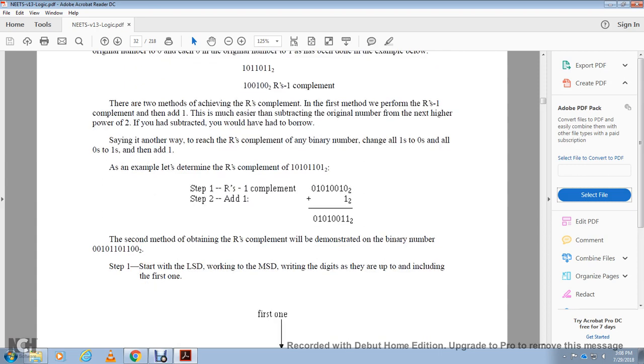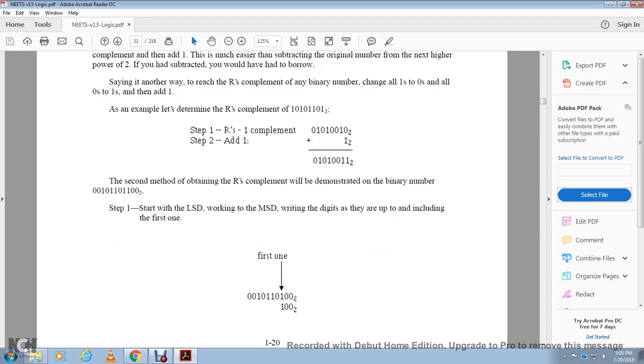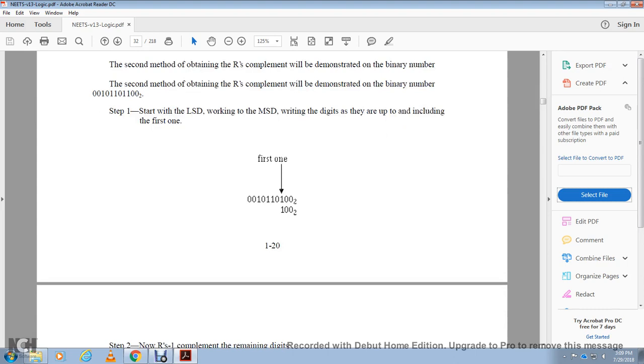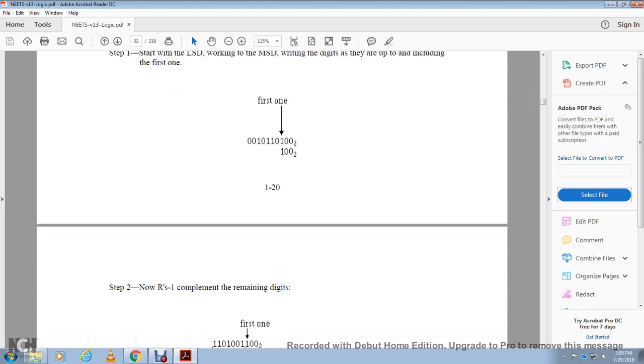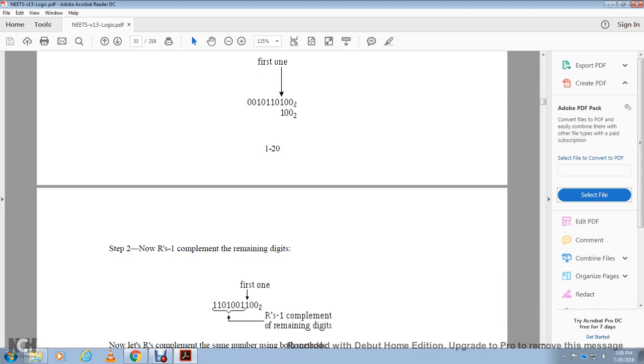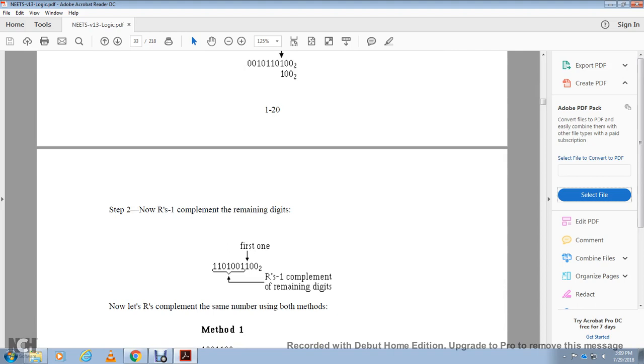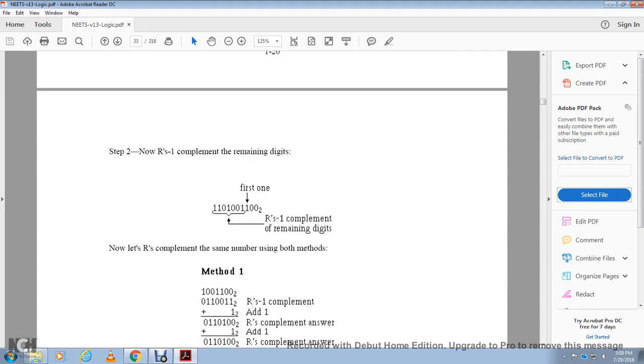The second method of obtaining the radix complement is demonstrated with the binary number 0 1 0 0 1 0 1 1 0 1 1 0 base 2. Working from the least significant digit toward the most significant digit, we copy the digits up to and including the first 1. So your first digit would be 0 1 0 1 1 1 0 base 2. Then the radix minus 1 complement is taken for the remaining digits. This gives the radix complement, the same as with the first method.